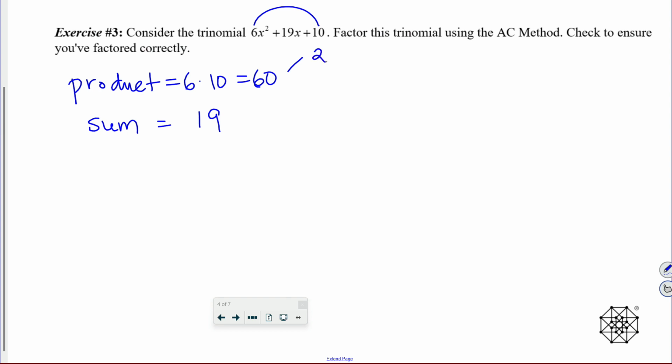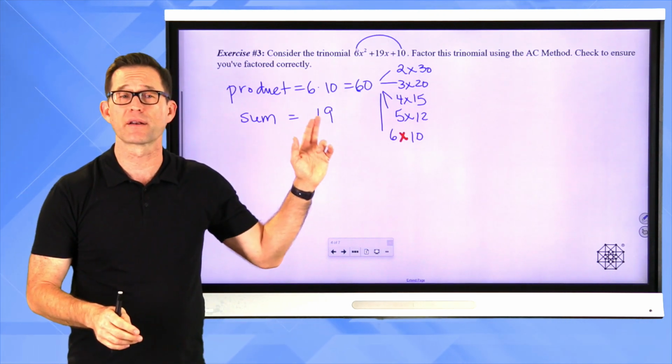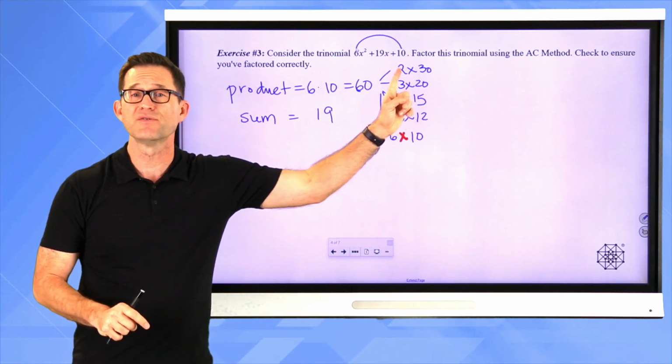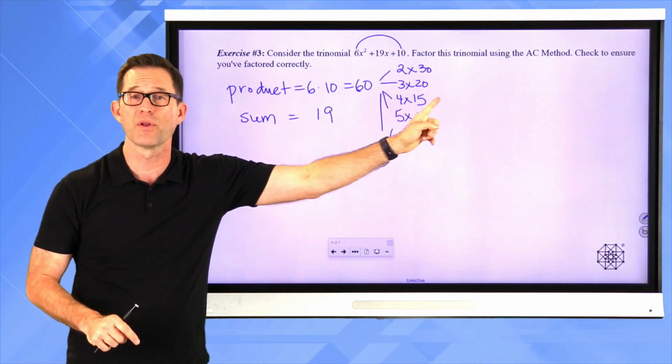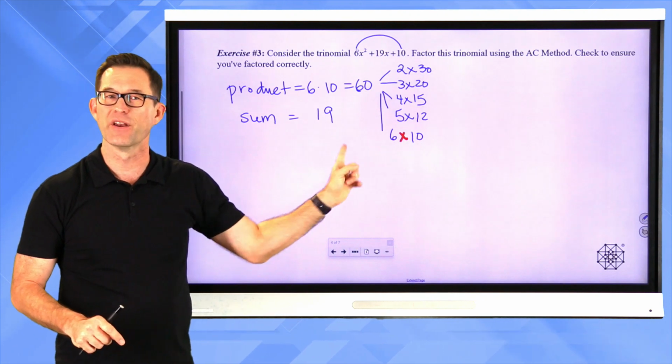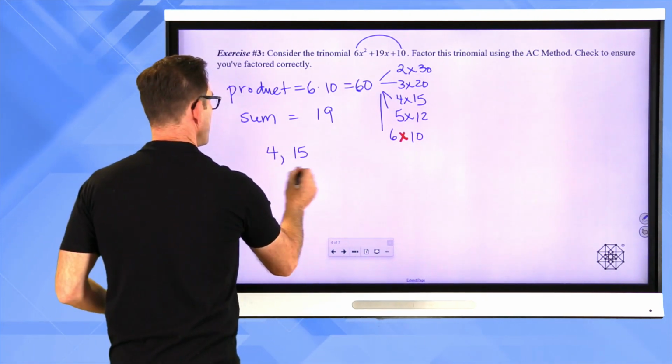So I'm thinking about products of 60. That's 2 times 30, 3 times 20, 4 times 15, 5 times 12, 6 times 10, etc. And by the way, I know both numbers are positive because they have a positive product and a positive sum. Obviously, 2 plus 30 is not 19, 3 plus 20 is not 19, 4 plus 15, there it is. There are my two numbers. So my two numbers are 4 and 15.